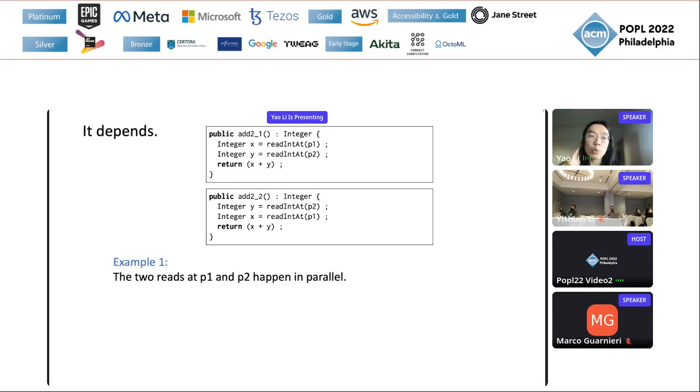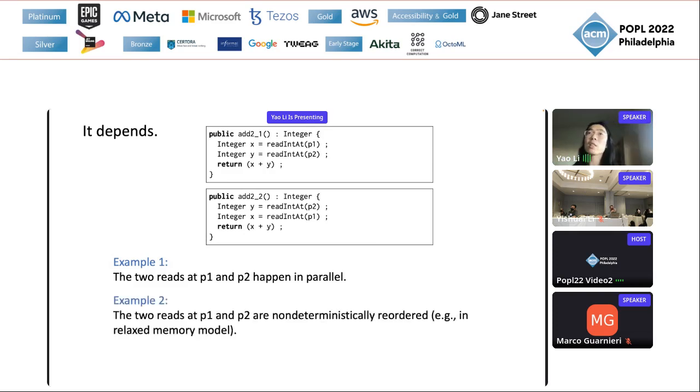So for example, what if the two reads at P1 and P2 happen in parallel? So in an actual run, I could be reading from P1 first or P2 first. So the order is non-deterministic, and the two programs would actually simulate each other. And the second example is that the two reads at P1 and P2 may be non-deterministically ordered. It could be due to running in parallel, but it could also be, for example, a relaxed memory model or some other situation. And in this case, these two programs are actually equivalent. They are equivalent even though we know nothing about the effect that reads the integer. So they are equivalent even in the two situations about the read integer effects that would happen.